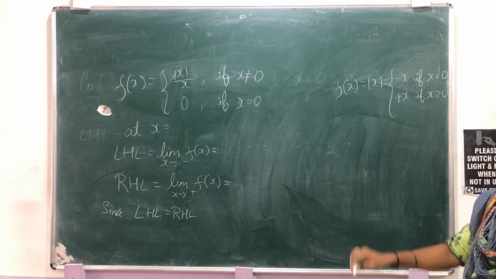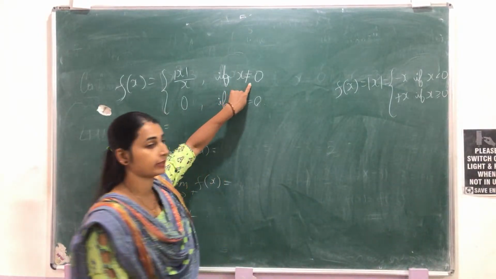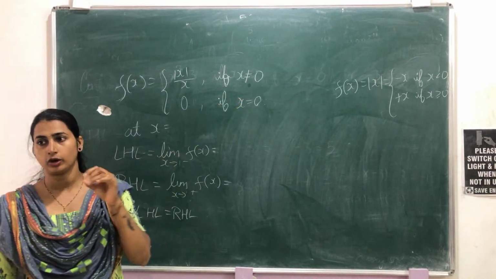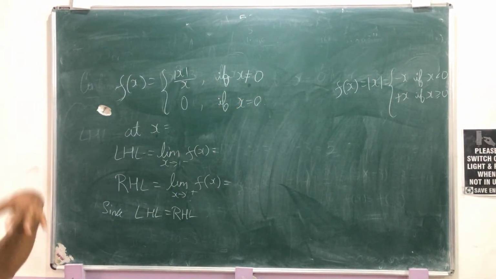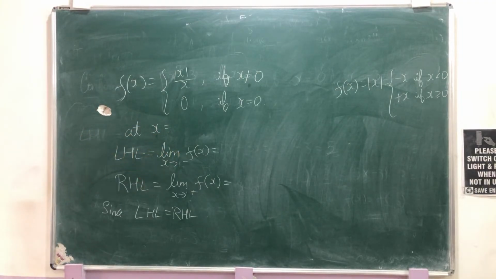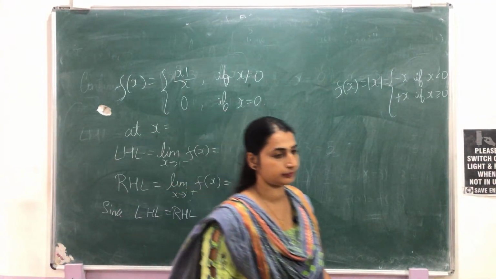So we'll rewrite this definition, because not equal to 0 means what? Either less than 0 or greater than 0, but not exactly 0. So we'll rewrite this. What if it is less than 0 and what if it is greater than 0? What if it is less than 0?